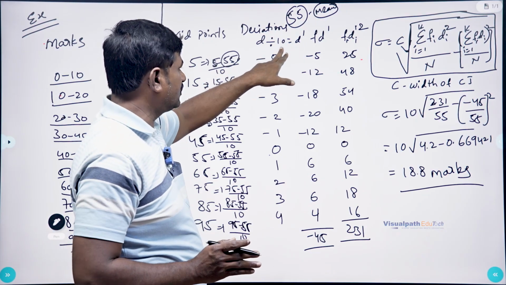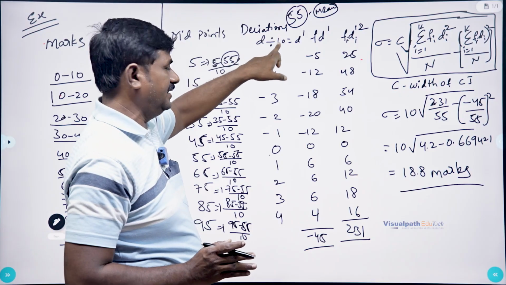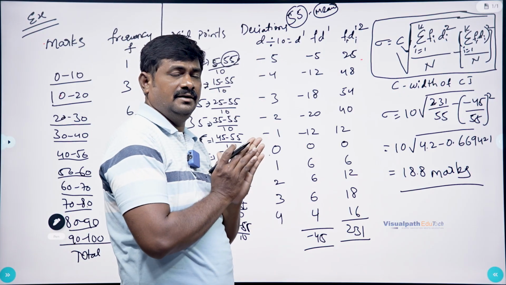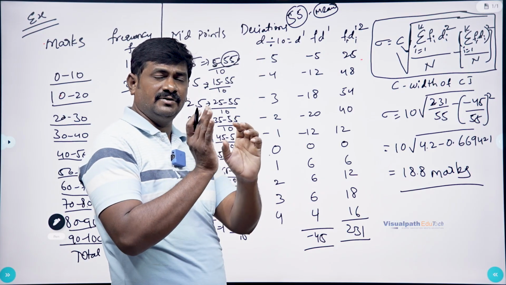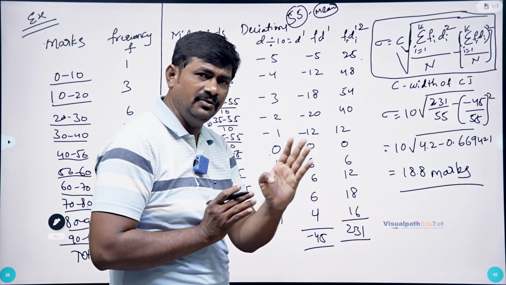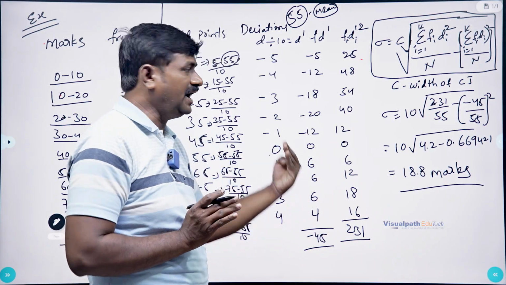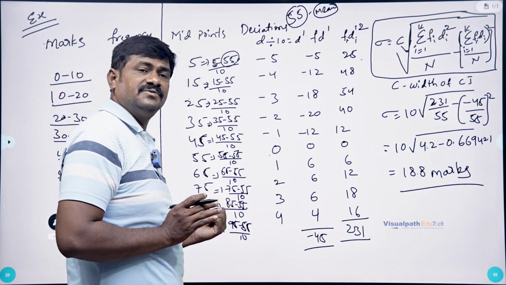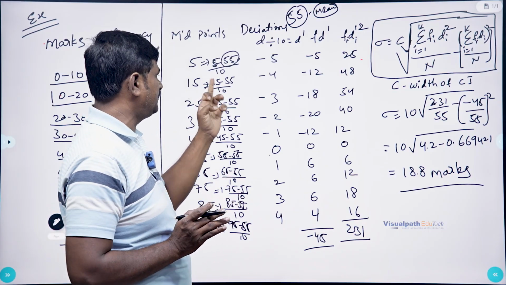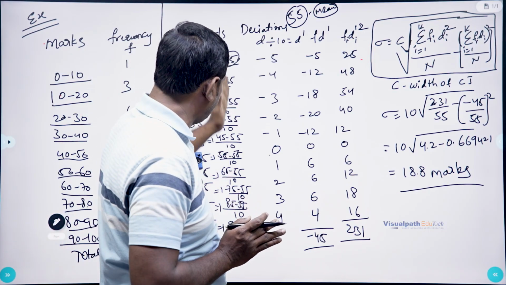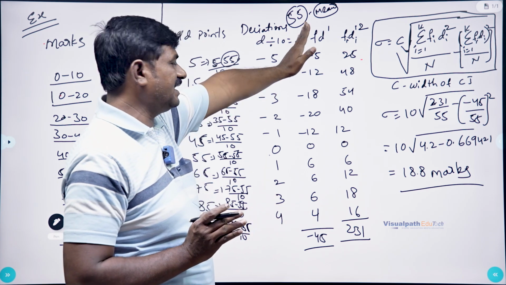Here we calculated d dash, that is (x minus 55) by 10. d means deviation from the mean. For the deviation, we have to assume one mean value, and that mean value we deduct from the individual midpoint of each class interval, that is (x minus 55) by 10. Similarly, we calculate all the deviations, then we get d dash.